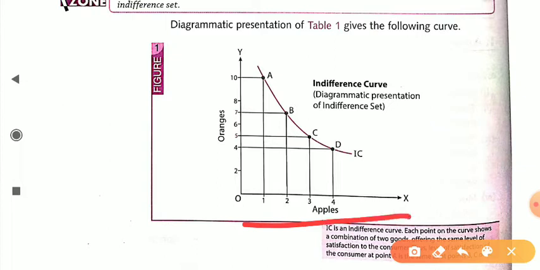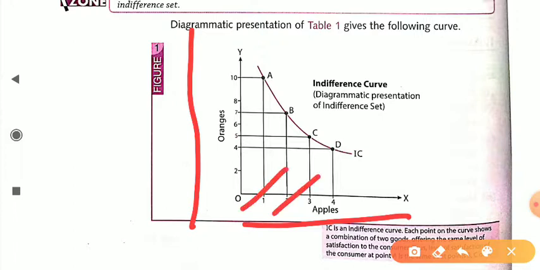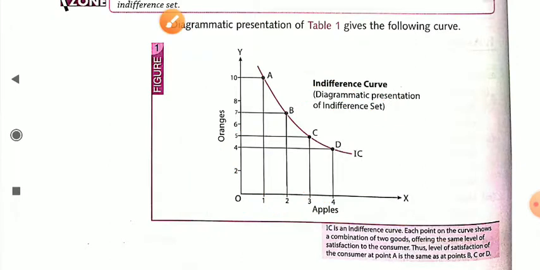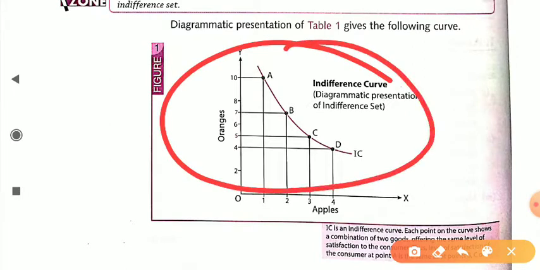The x-axis represents apple, the y-axis represents oranges, then you put their quantities like 1, 2, 3, 4. Similarly you plot the quantity of oranges starting from 0, 2, 4, 6. Then you join those points and you will get point A, which is your first combination, B, C, D. By joining all these points you will get an indifference curve, which shows the different combinations of two commodities, and this indifference curve is negatively sloped, downward sloping, and it is convex in nature.